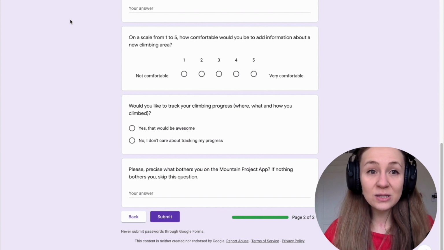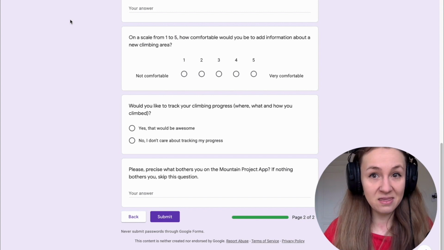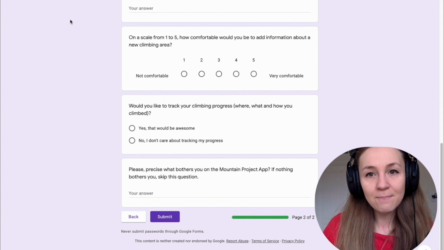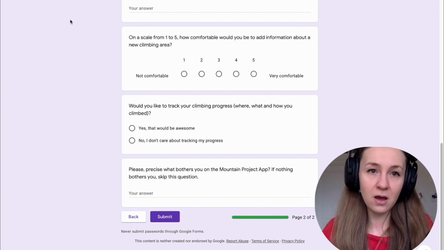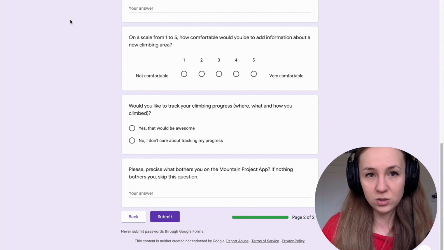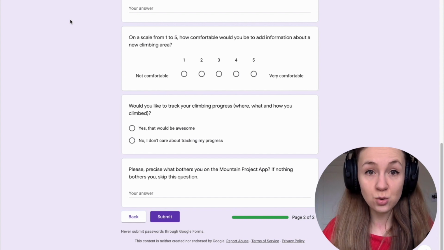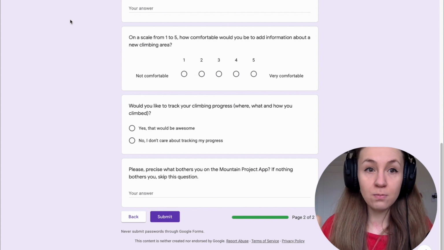It's like asking someone to evaluate space travel in a rocket where they've never been in a rocket, and they cannot tell you if it was good or bad, comfortable or not comfortable. So again, you need to make sure that if you're using evaluation, you only use it once people can remember using it and can tell you whether it was okay or not okay. And here, you're trying to evaluate a new feature that you want to add. So you're asking, how comfortable would you be to add information about a new climbing area?